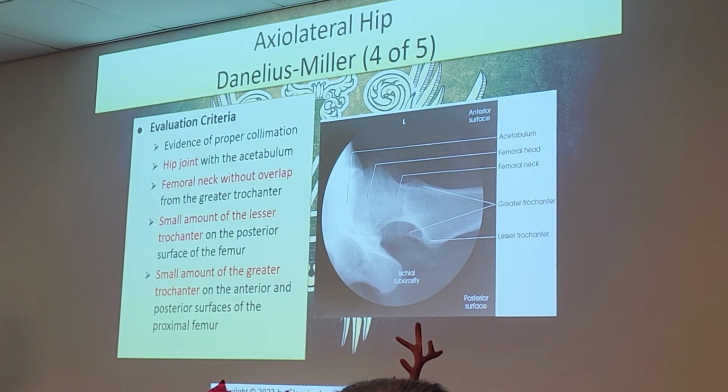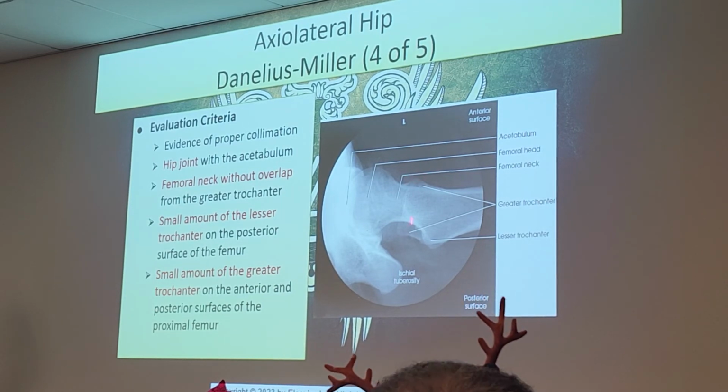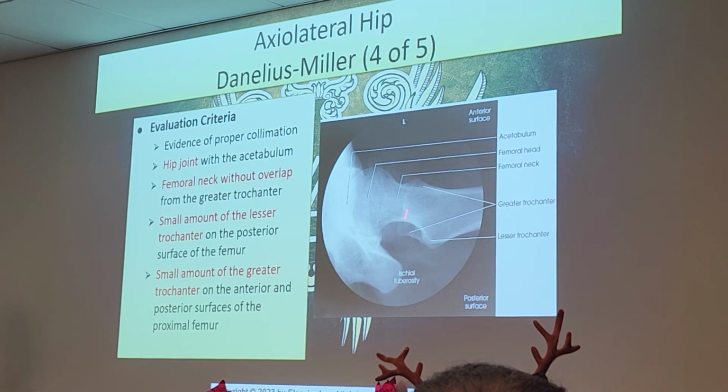Now, a good evaluation criteria. Of course, the hip joint with the acetabulum, that's the star of our show. We're doing a lateral hip. Small amount of the lesser trochanter on the posterior surface, or not at all. We preferably want it superimposed. We want a small amount of the greater trochanters on both sides. And remember how I told you in the anatomy review, guys, we're going to see the greater trochanter coming out on both sides on this exam.